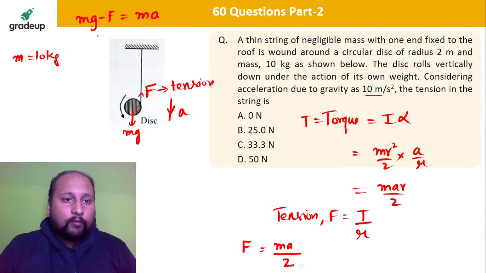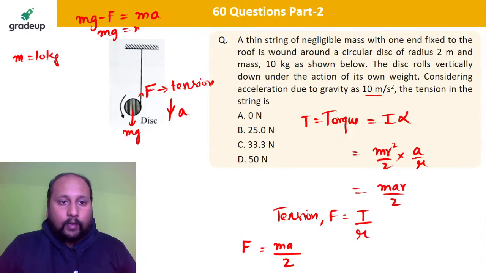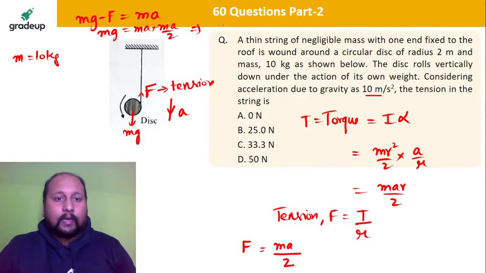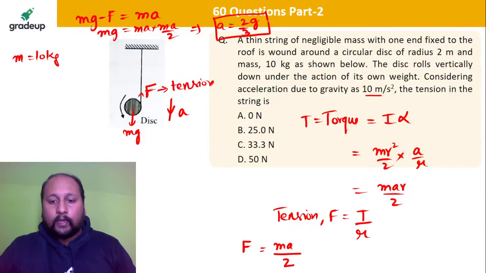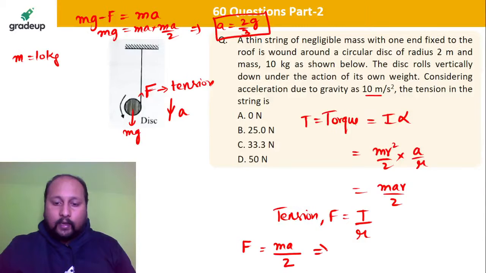Okay. So from this, I know the value of force that is equal to mass into acceleration. So this will be mg is equal to ma plus ma by 2. So ultimately I am getting A is equal to 2 by 3g. Put the value of A as 2g by 3 over here. So we will be getting the value of tension.